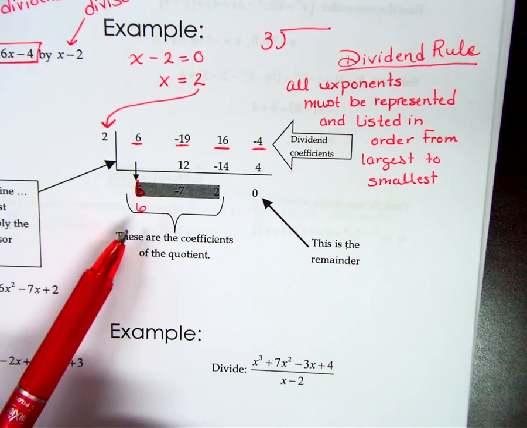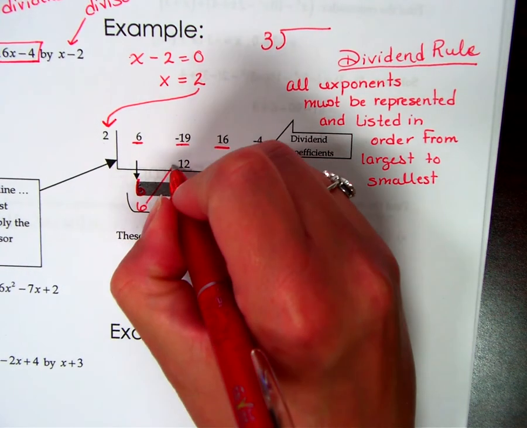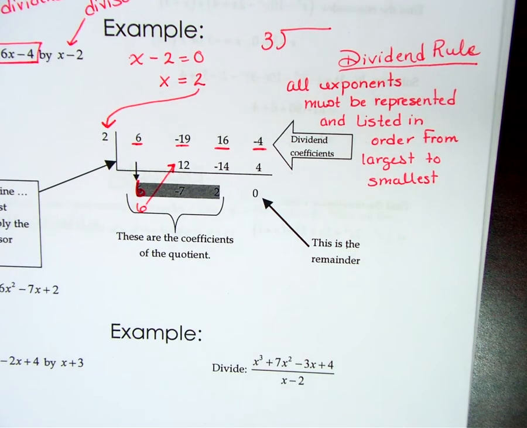So 2 times 6, what do you get? 12. So that goes right here. The product of those two goes right there. Guys, it's literally long division upside down.